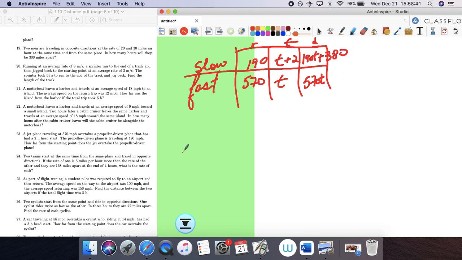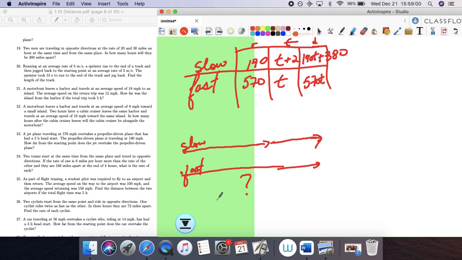So what do we know? So here's the slow plane. Here is the fast plane. So the slow plane took off, right? The faster plane waited for 2 hours and then takes off, right? And then obviously the slow plane keeps going. At some point the fast plane catches up to the slow plane. What is this distance, right? That's what we're looking for. So what do we know about both distances? We know that both of the distances are the same when the airplanes catch up to each other.